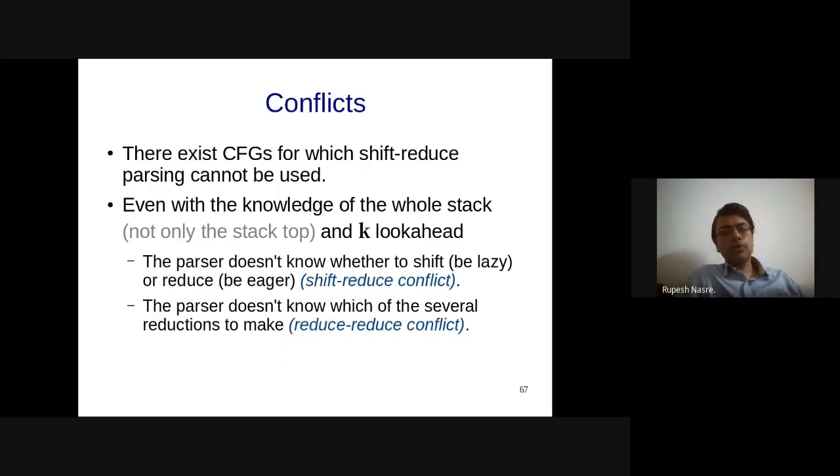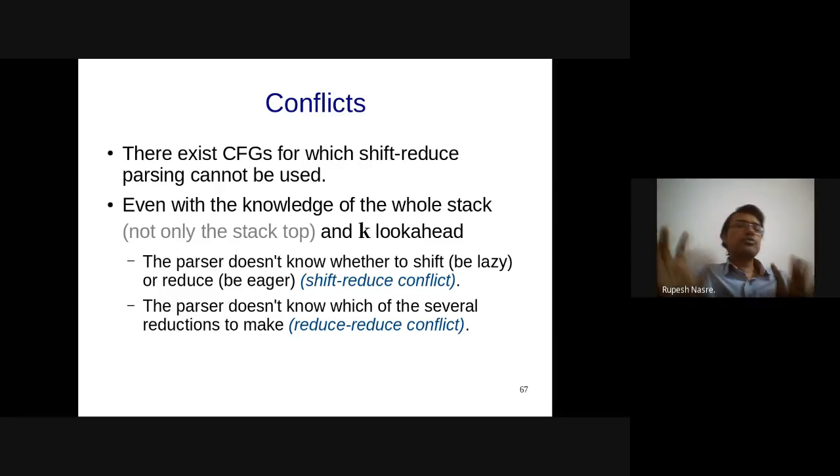Those you won't be able to parse using the context-free grammar. And we'll see a couple of such examples. So even if you have the complete knowledge of the stack, not only the stack top, but complete knowledge of the stack, that is, you are using it as an array, as a random access memory, and you have a very large K look ahead, the parser may not know whether to shift.